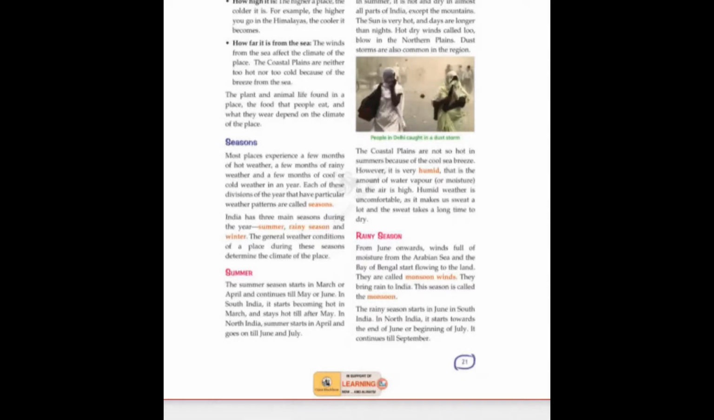The plant and animal life found in a place, the food that people eat and what they wear depend on the climate of the place. Seasons. Most places experience a few months of hot weather, a few months of rainy weather, and a few months of cool weather in a year.